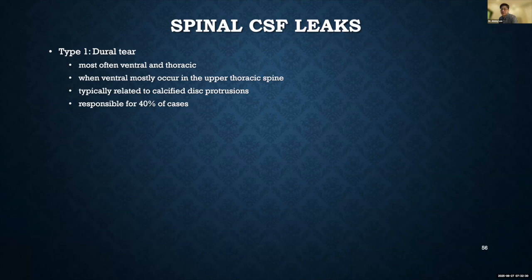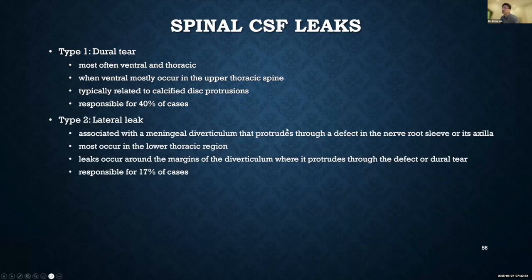Now, in terms of spinal CSF leak, there are 4 types, and we'll briefly go through them. Type 1 is a dural tear, most commonly ventral and in the thoracic spine. They're usually secondary to a disc osteophyte complex or calcified disc protrusions, and they're responsible for 40%, so a large proportion of them. Type 2 you can think of as a lateral leak, associated with a meningeal diverticulum, and there's a defect where the nerve root sleeve is, and then a leak from there. They're typically in the lower thoracic as opposed to the upper thoracic, and are about 17% of cases.